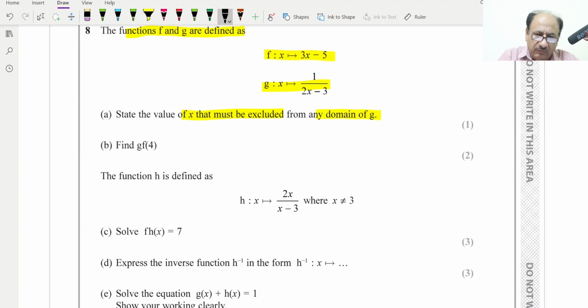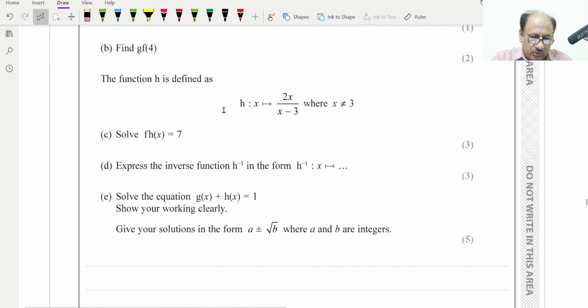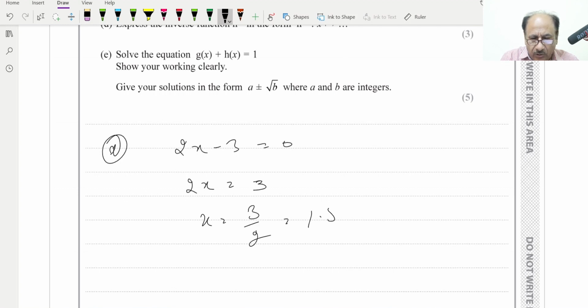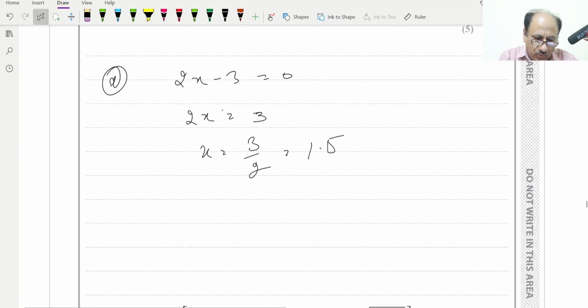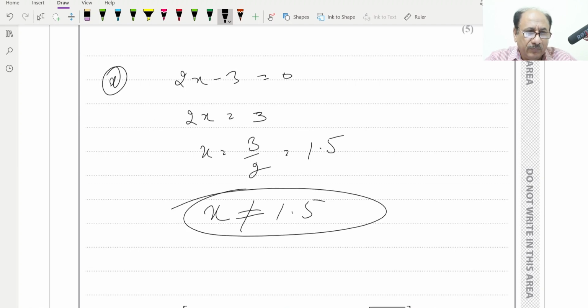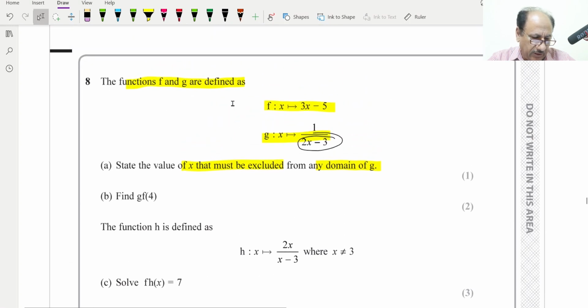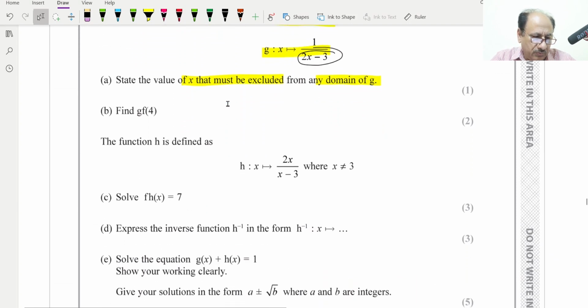And for that one we will check, this is basically the denominator should not be equal to 0. So for a part we will write 2x minus 3 is equal to 0. This implies 2x is equal to 3 and x is equal to 3 by 2, which is equal to 1.5. So x should not be equal to 1.5, otherwise it will be not defined. So state the value of x that must be excluded. So 1.5 should be excluded.